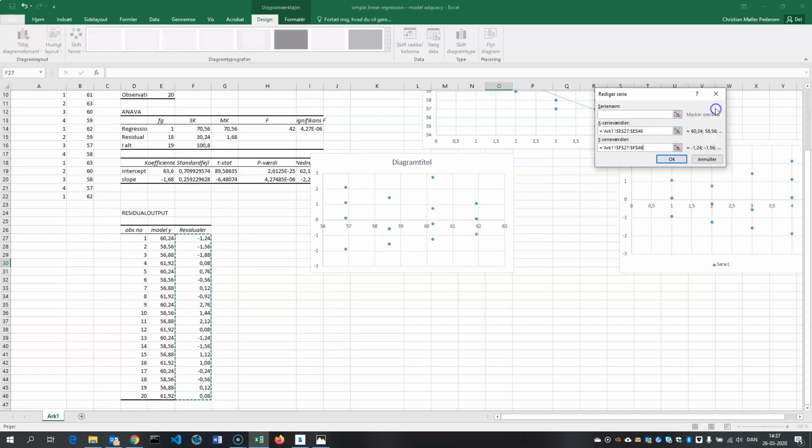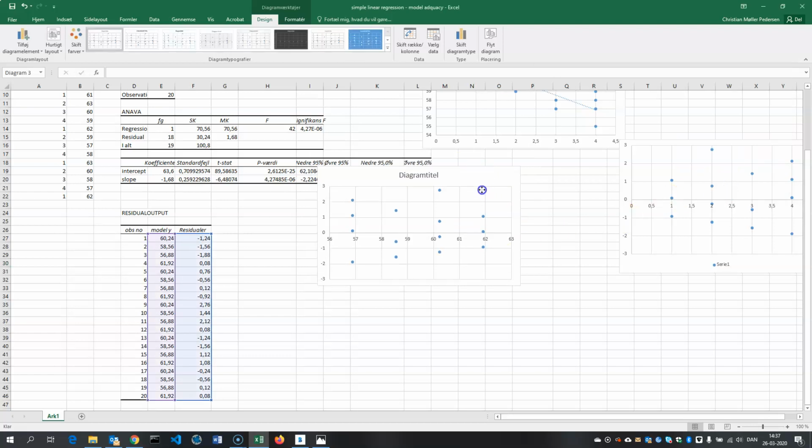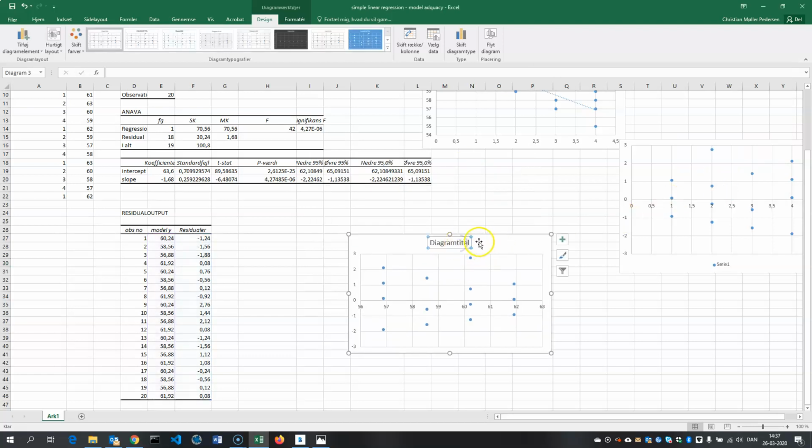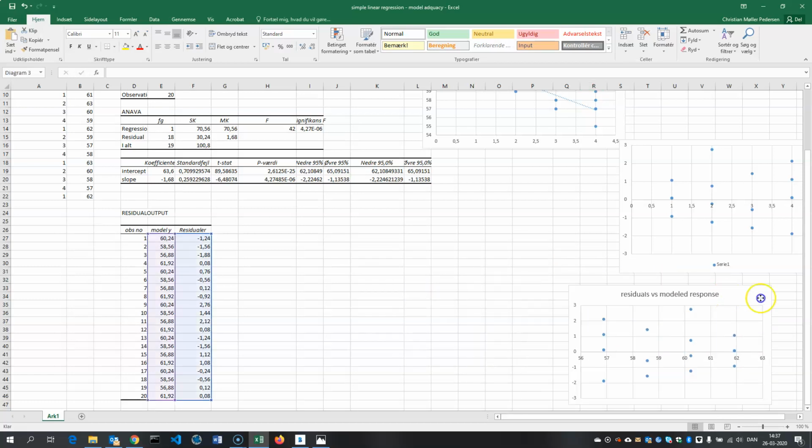So it's exactly the same as before, except that the x values are now the modeled response. So residuals versus modeled response, or y hat is the notation the book uses. And again, we see this looks homoscedastic. No reason to worry here.